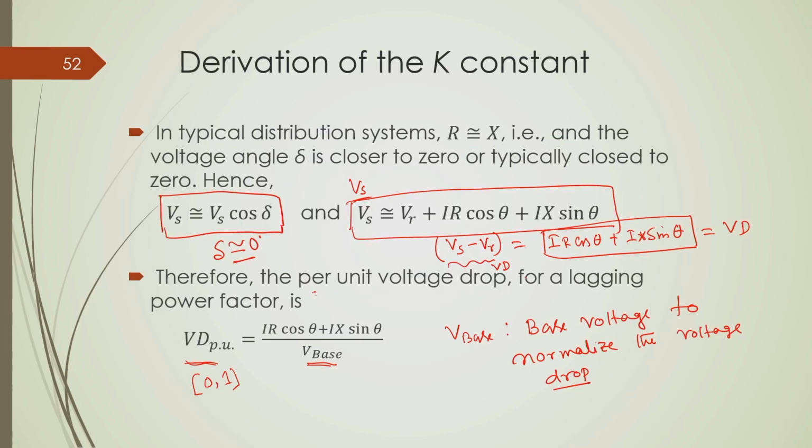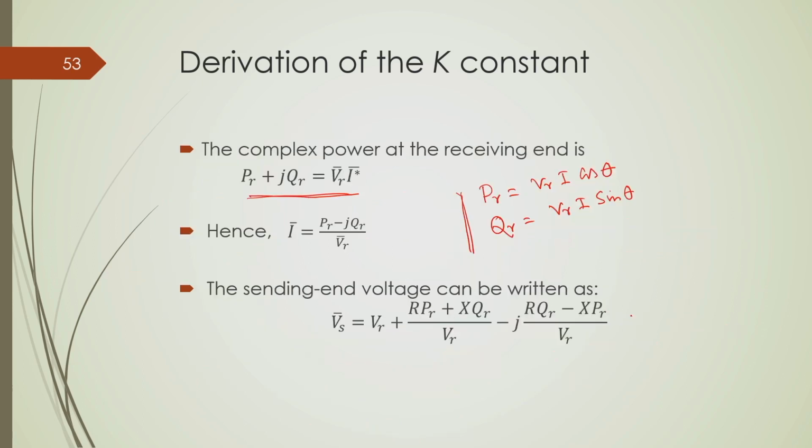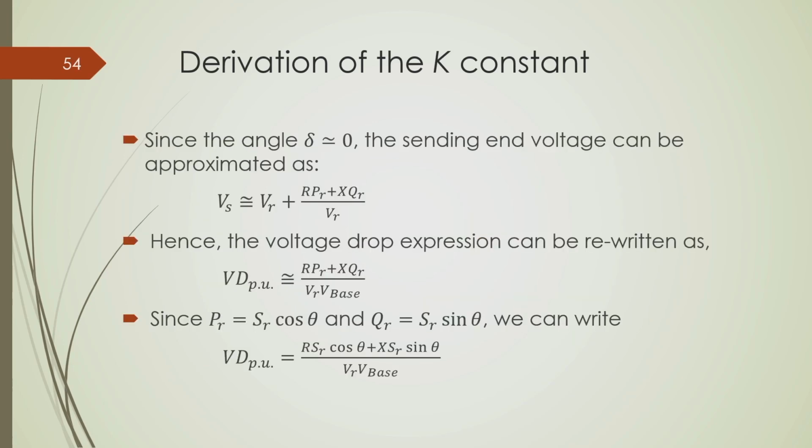Now, in this equation we got I r cos theta plus I x sin theta. If you multiply both numerator and denominator by V r, then in the numerator we get V r I cos theta multiplied by r plus V r I sin theta multiplied by x, divided by V r V base. As I said, V r I cos theta is nothing but P r, so that is P r multiplied by r, and V r I sin theta is nothing but Q r, so this is Q r multiplied by x, divided by V r V base. So, this is exactly what is done over here, and then you arrive at these equations.